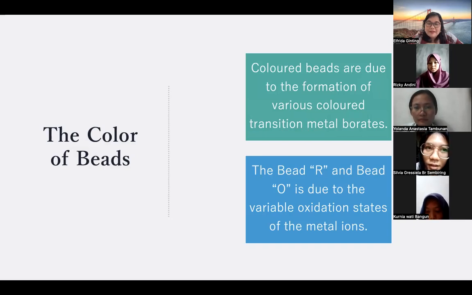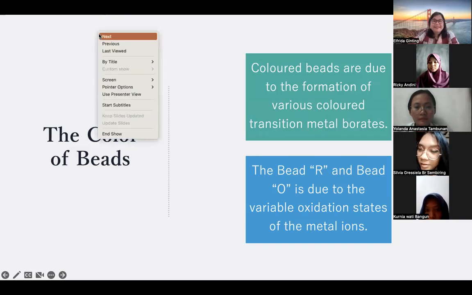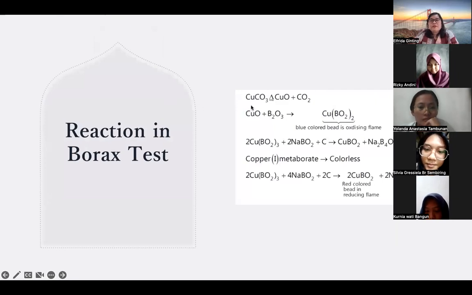Why do we have color? Because of the orbital movement. If we have a d-d electronic transition, or an f-f electronic transition, that is the reason that transition metals have color. So these are examples of the reactions in the borax test.